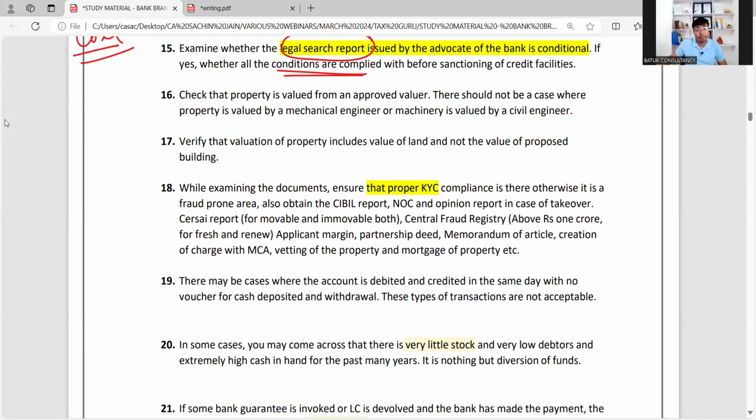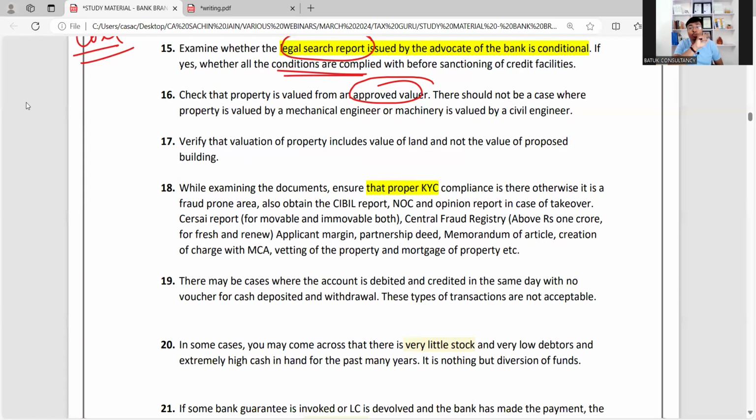Check the property is valued by an approved valuer. When you check the valuation report, कई बार क्या होता है, वो valuation report PDF में होती है, and they take a printout of that valuation report. So you just need to verify the name and खत्म हो गया काम. You just need to check the date of the valuation. You need to check the value of the valuation. You also need to check the photograph attached with the property.